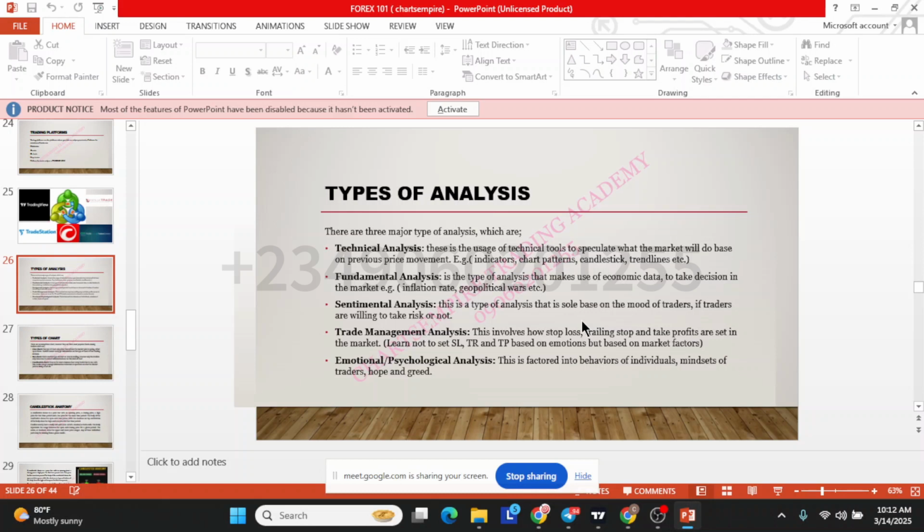Let's say, for example, gold. You find out that a lot of traders want to buy gold. So based on sentimental analysis, you want to join the majority of traders that want to buy gold. That is sentimental analysis. And also, if there are just few people that want to buy gold and there are large numbers that want to sell, you want to join the majority. That is sentimental.